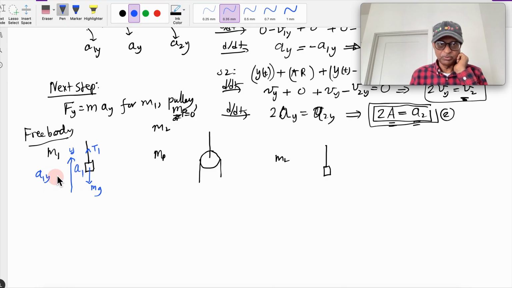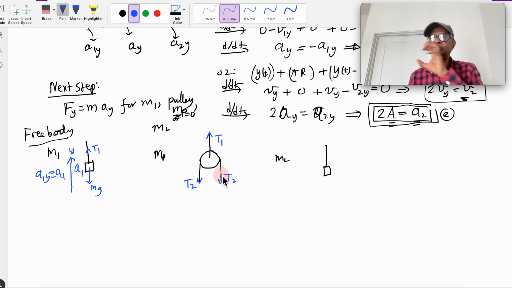A1y doesn't matter, we don't care about this. We are calling this a1. For this one you have tension 1, because this is the same string as that string. These strings are the same. You have tension 2 on this side. Remember, tension pulls away from the free body, the body that you're looking at. So over here, tension is up. Tension is up here too, because this is the body, but these tensions are down.